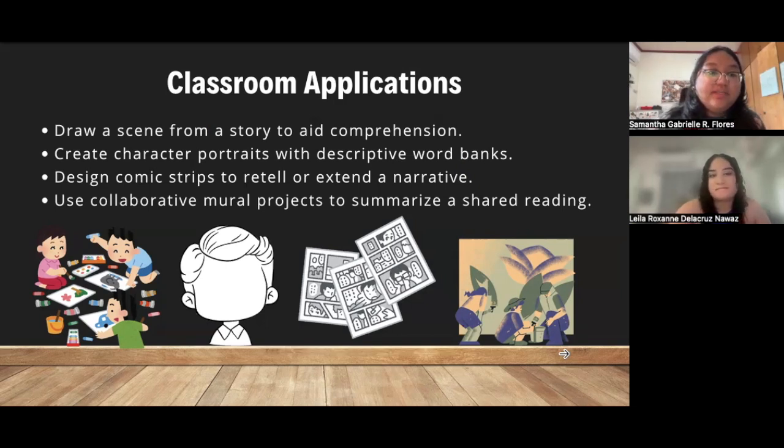And number three, we could design comic strips to retell or extend a narrative. Comic strips are good because they incorporate illustrations and words. We could have them do that to retell a story, or we could have them extend a story, so add on to that story. We could also use collaborative mural projects to summarize a shared reading. This would be like a class discussion or a class project where they would have to come up with a mural based on the story.